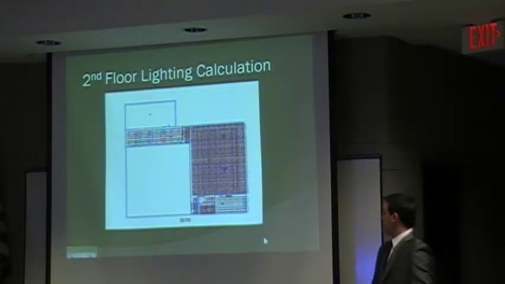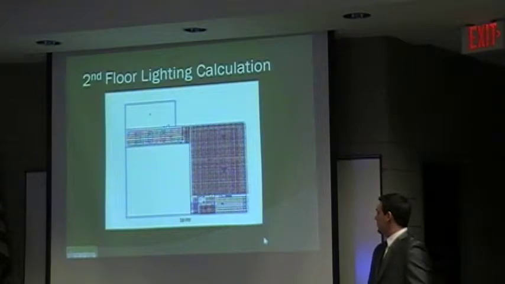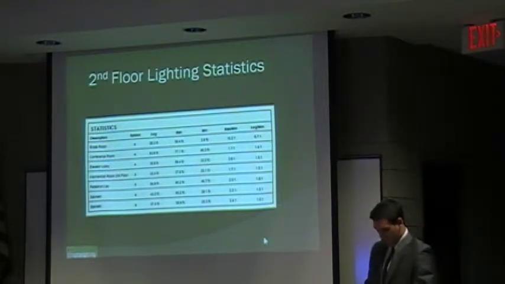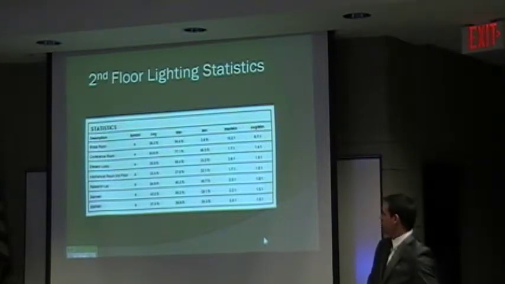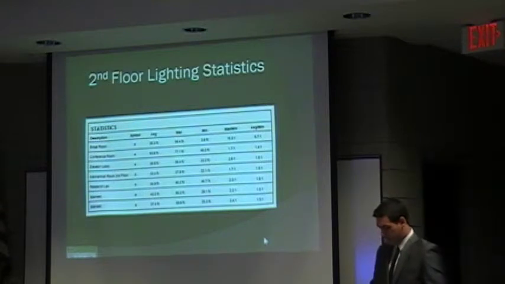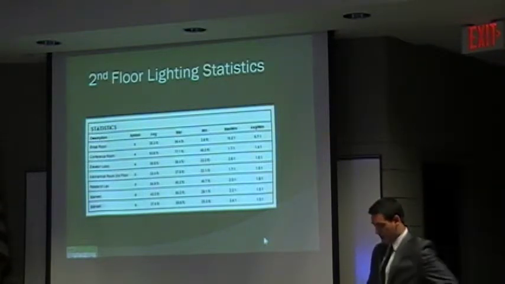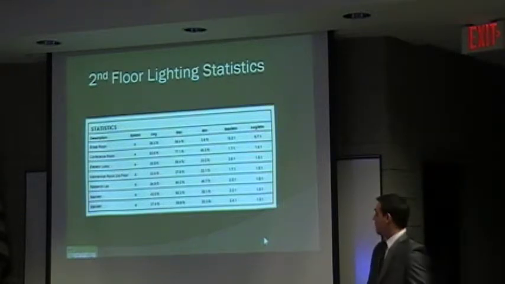For the second floor, we calculate all the rooms basically the same way. It was pretty similar to how we did the first floor. And once again, here are the statistics for that second floor. An example for the second floor would be the conference room. We had an average footcandle of 63.6, a maximum of 77.1, and a minimum of 46.3 footcandles for that particular room.